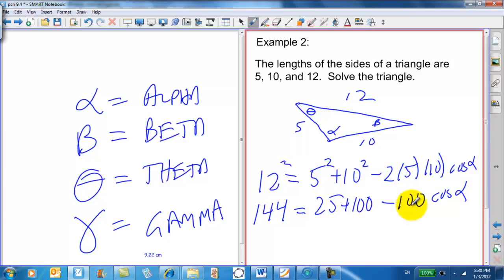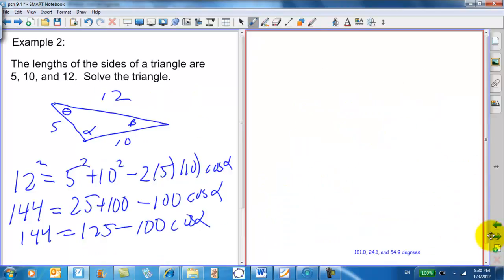And a lot of times kids mistakenly subtract these. No. It's 125 minus 100 cosine alpha. You have to subtract the 125 from both sides first. Don't do this 125 minus 100 equals 25 mistake. Ouch. We'll take off all points for doing that. You've got to know your order of operations here.